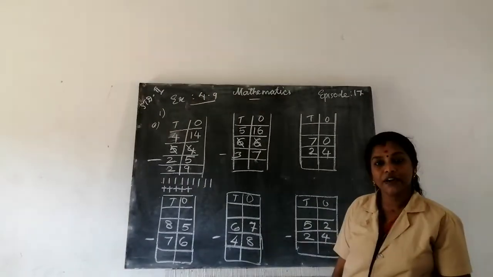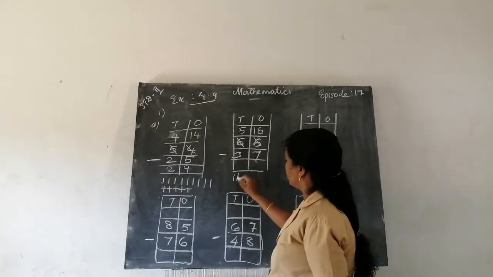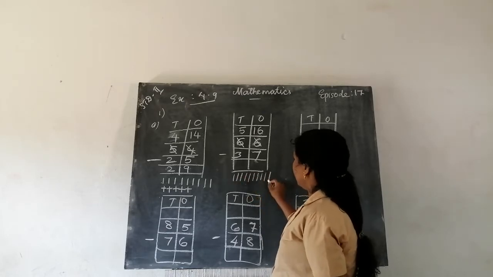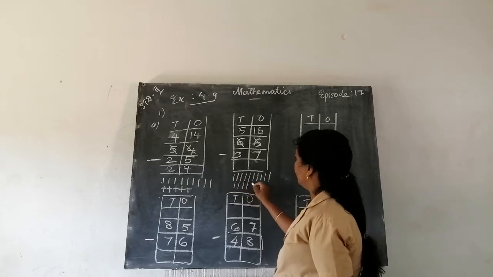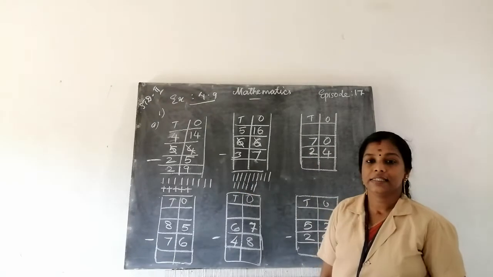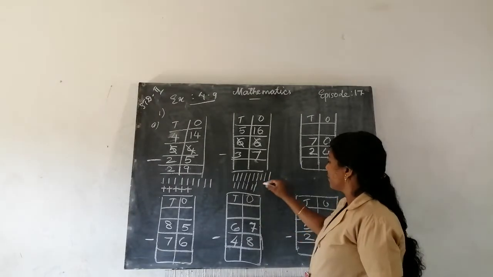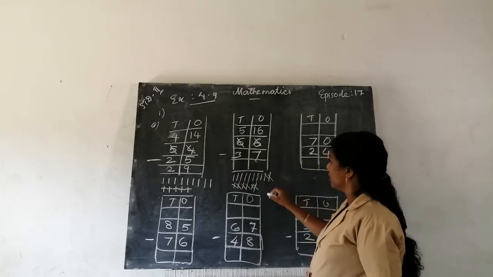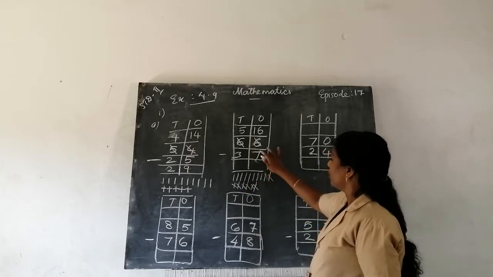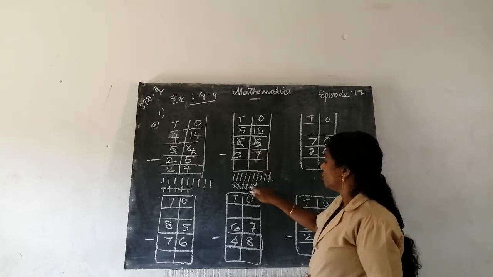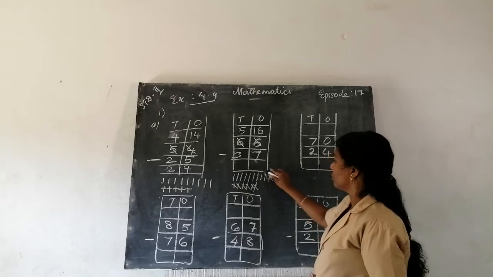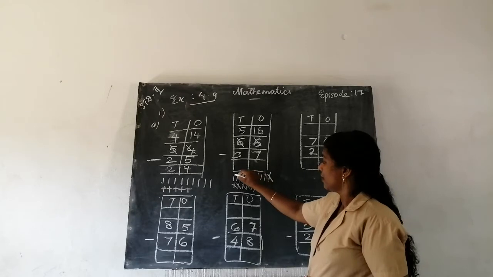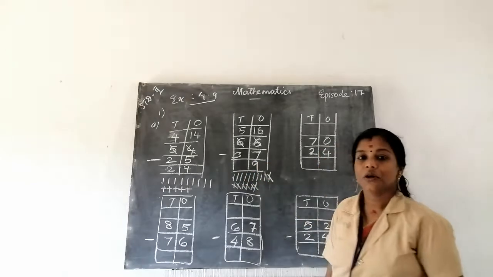16 minus 7, how to find out? You put 16 lines: 1, 2, 3, 4, 5, 6, 7, 8, 9, 10, 11, 12, 13, 14, 15, 16. 16 lines are there. You want to cut 7 lines. So 1, 2, 3, 4, 5, 6, 7. So 7 lines I cut. Balance is 1, 2, 3, 4, 5, 6, 7, 8, 9. Answer is 9. Okay, right?